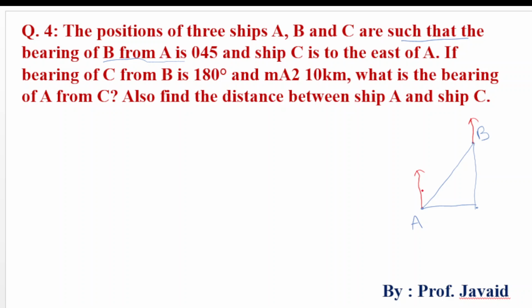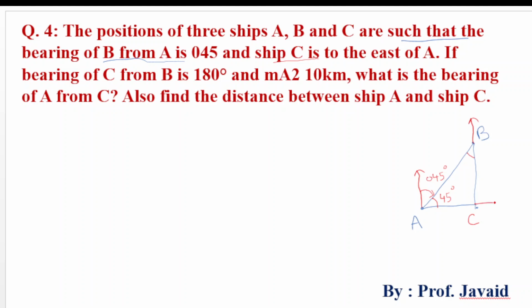Then it says the bearing of B from A, so this is the bearing of B from A, and it's given as 45. You can write 45 in the diagram. You know it's always measured from north, so the remaining angle will also be 45. As these two lines are parallel, this angle will also be the same. Now what next? The ship C is toward the east. So this one is C.